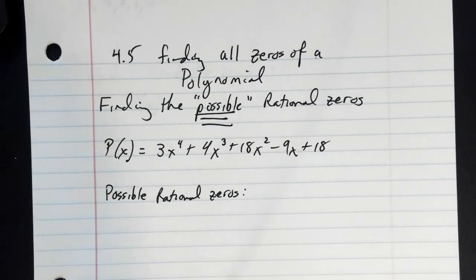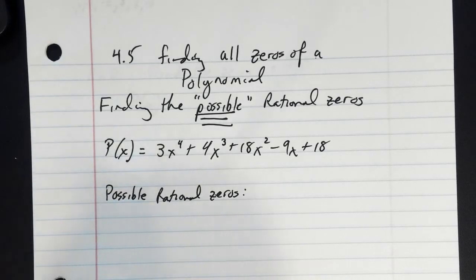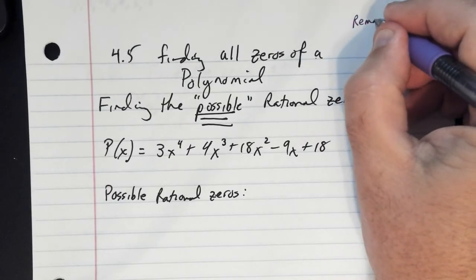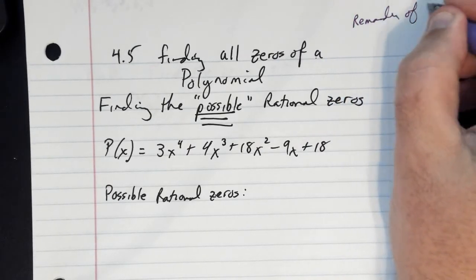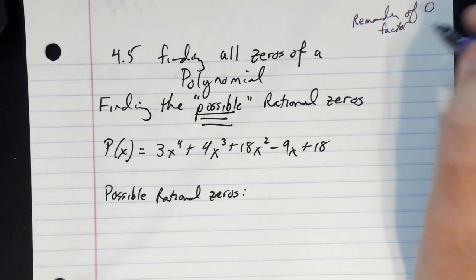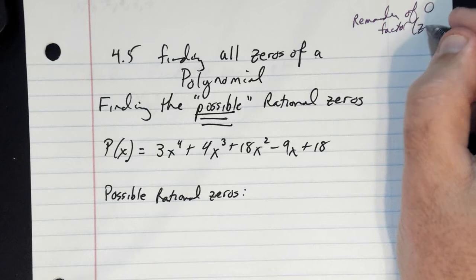So, two things we're going to be doing today. First is our ultimate goal, finding all the zeros of a polynomial. Okay, and to do that, we're going to use synthetic division to help us. Now, the reason we can use synthetic division is when you get a remainder of 0, it's a factor. Okay, and from that factor we get our zeros.